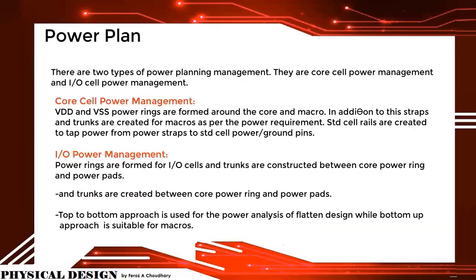There are two types of power planning management. They are core cell power management and IO cell power management. Core cell power management: here VDD and VSS power rings are formed around the core and macros. In addition to this, straps and trunks are created for macros as per the power requirement. Standard cell rails are created to tap power from power straps to standard cell power ground pins.